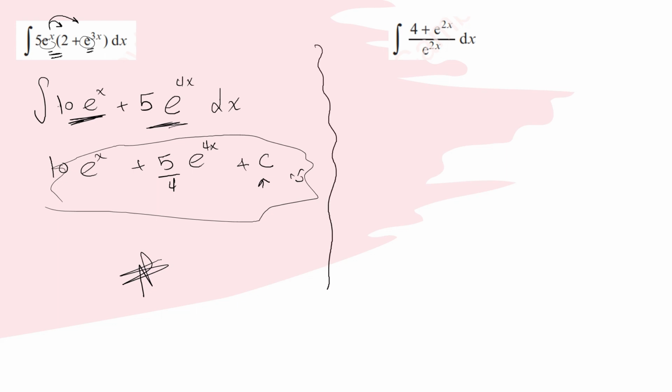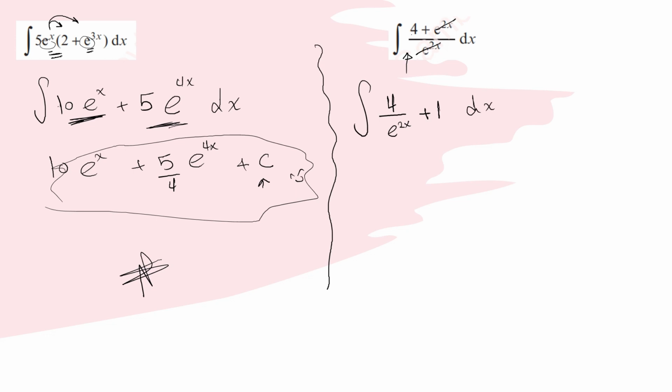Wow, it's a fraction. Okay, how can we solve it? At first, we need to think about whether we can write a simpler form of it or not. Okay, we can partition this one like 4 over e power 2x, plus e power 2x over e power 2x, which means 1.